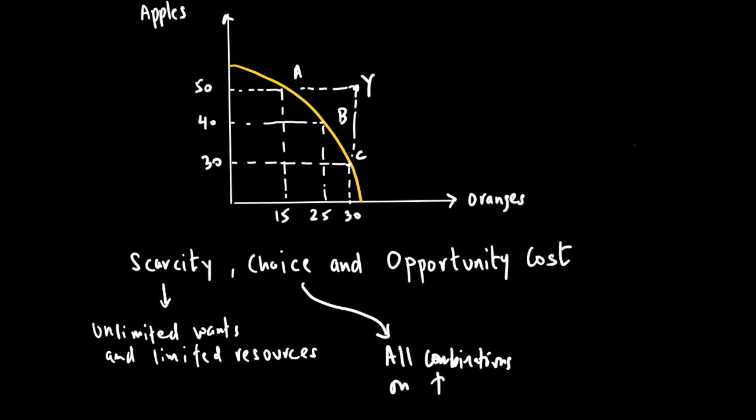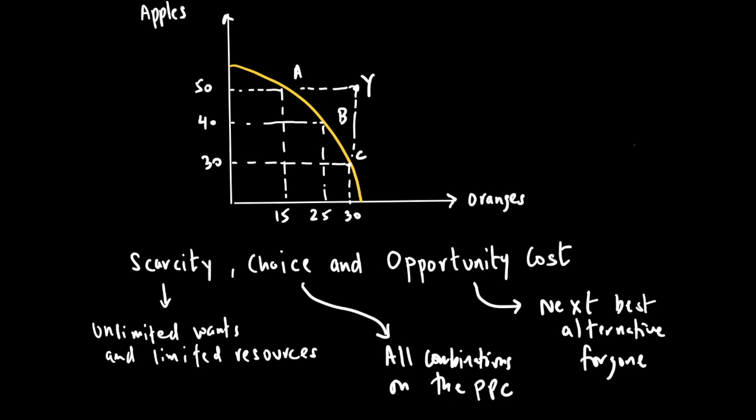Combinations on the PPC shows us what we call choice. Which brings us to the opportunity cost. What is opportunity cost? Well, we define that as the next best alternative forgone. In other words, it tells us that when we decide to have one particular choice, what do we lose out when we make that choice?